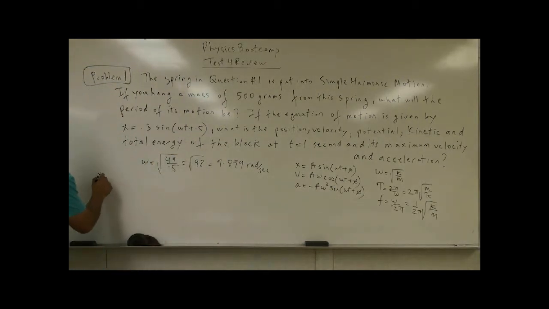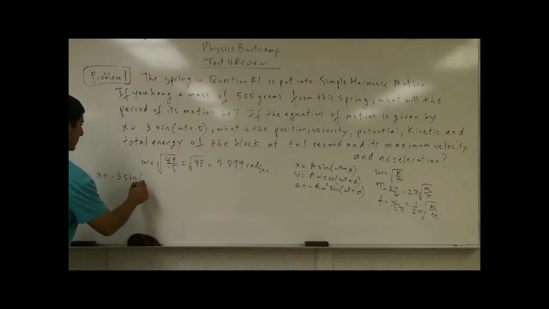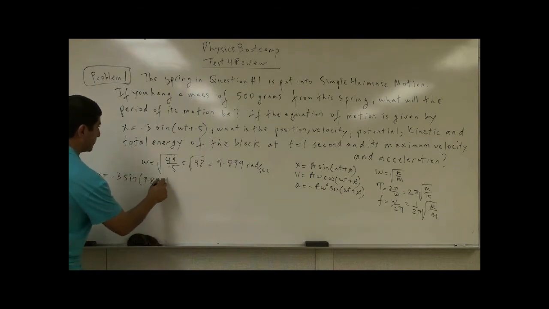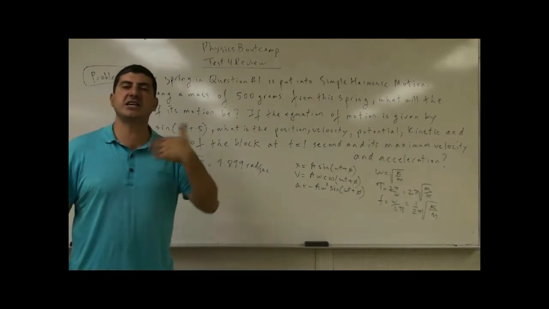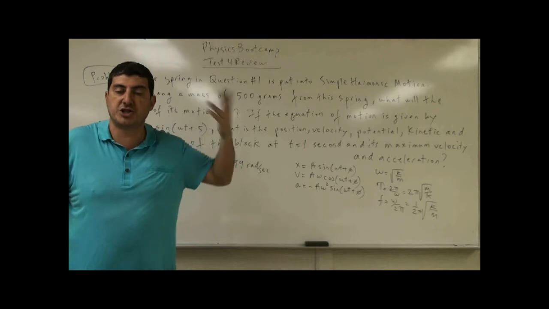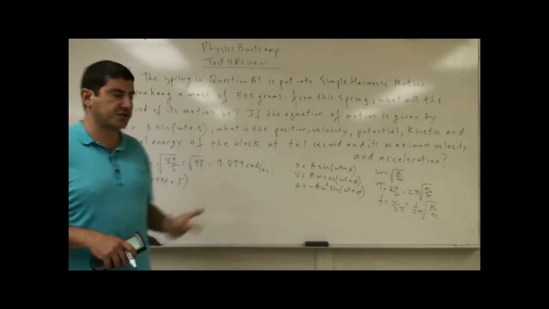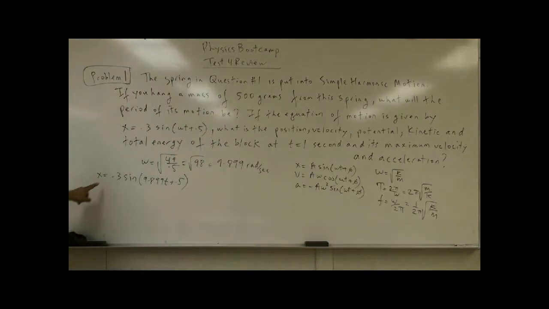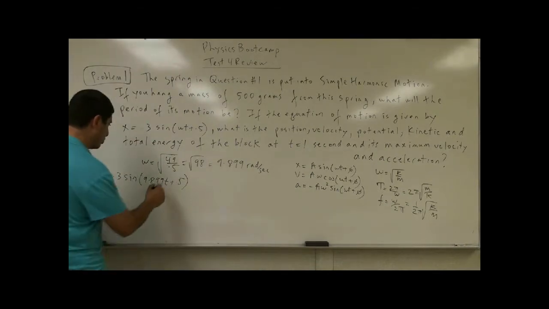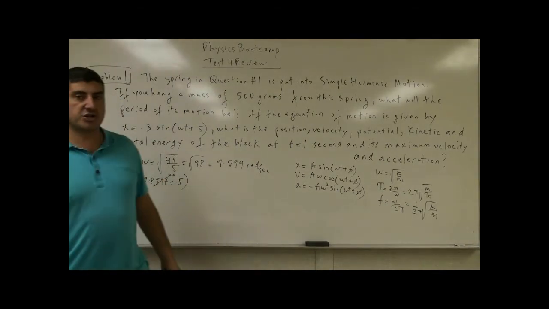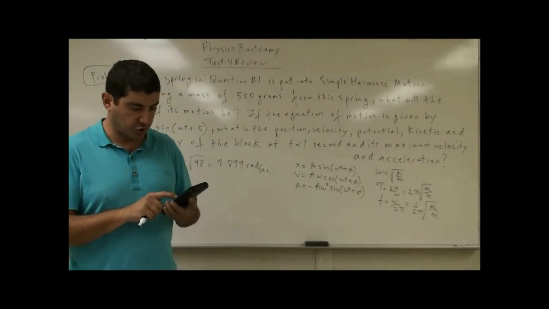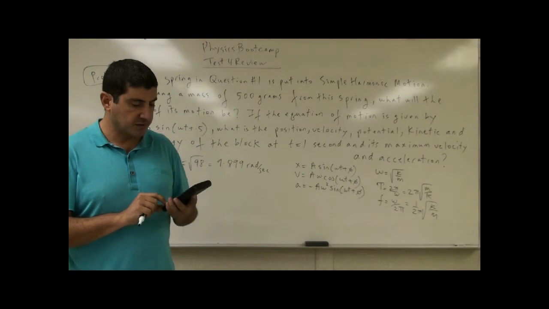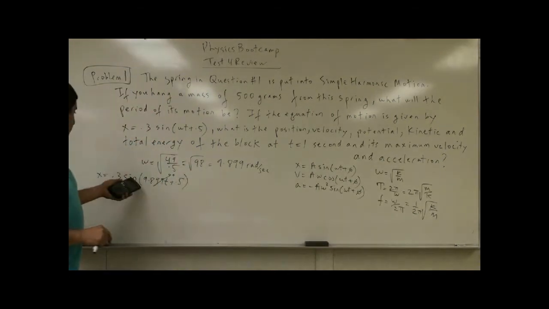So now we have x is equal to 0.3 sine of 9.899 t plus 0.5. The 0.5 is the phase angle, meaning it's the initial conditions of the block. It describes the initial position, the initial velocity, the initial acceleration, and so on. So if I want to know the initial position, I put t equals 0. In this section of the topics, you have to be in radian mode. So let's go to mode. Make sure we are in radians. Okay? So now we're going to take sine. Well, since t is 0, we have sine of 0.5.